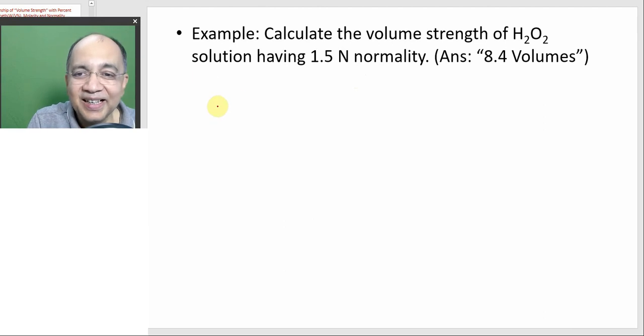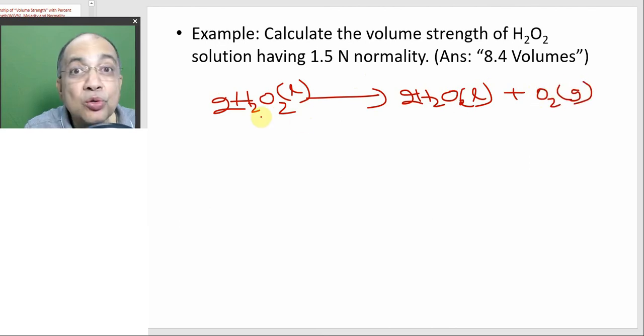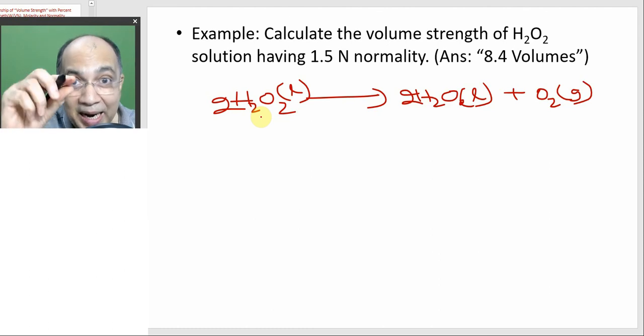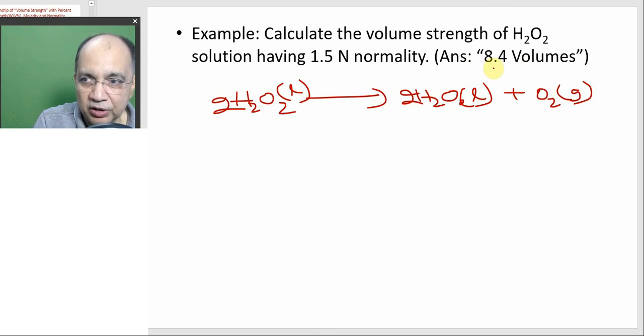Let's see. Again, we write down the equation. This is all liquid and this is gas. The H2O2 solution is not pure. We have brought it from the market as an aqueous solution with some brand. Here it is a very diluted solution, 8.4 volumes, much diluted compared to the earlier problem where we took 20 volumes, right? Now, this is the answer. We'll concentrate on this.